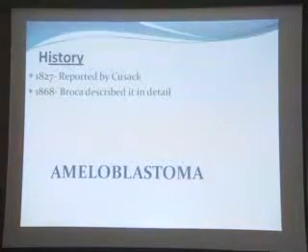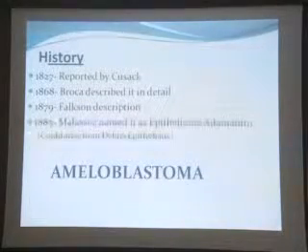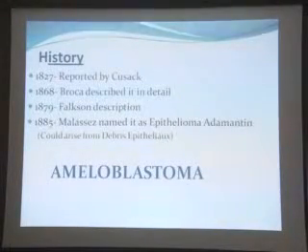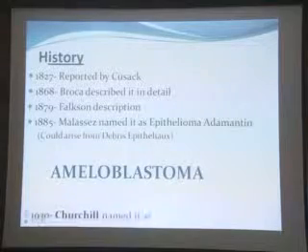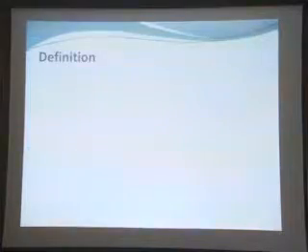In short, about the history, this ameloblastoma was first reported by Cusack in 1827. Further in 1868 Broca described it in detail. Then in 1879 Falkson gave a description of this tumor. Further in 1885 Malassez named it epithelioma adamantine. Why was it given the name epithelioma adamantine? Because it could arise from debris epithelial cells. And in 1930 Churchill named it ameloblastoma.